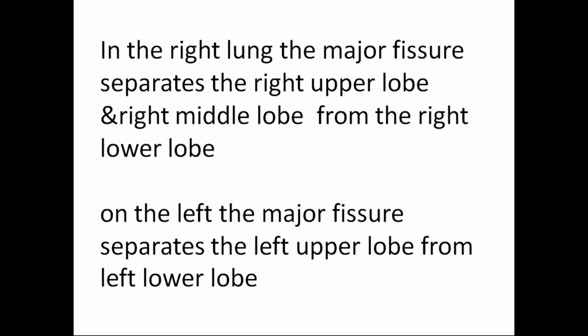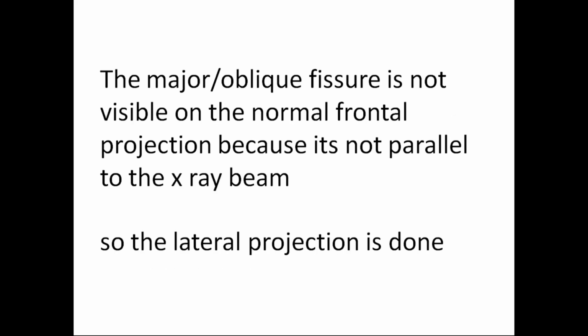In the right lung, the major fissure separates the right upper lobe and the right middle lobe from the right lower lobe. On the left, the major fissure separates the left upper lobe from the lower lobe. The major, also called the oblique fissure, is not visible on the normal frontal projection because it is not parallel to the X-ray beam. So the lateral projection is done.